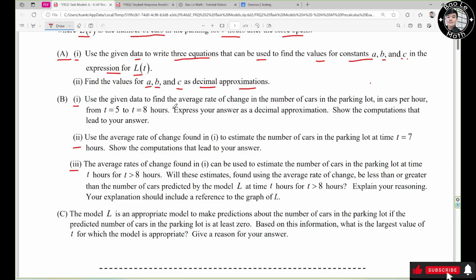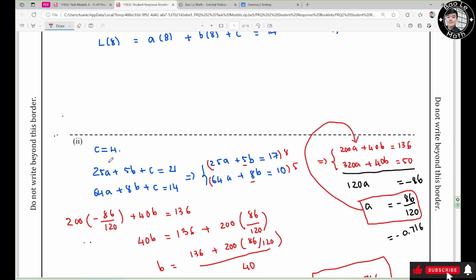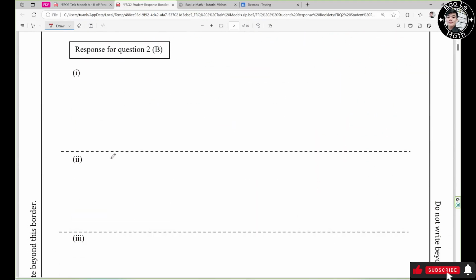Use the given data to find the average rate of change in the number of cars in the parking lot, in cars per hour, from t equals 5 to t equals 8. Express your answer as a decimal approximation. Show the computation that leads to your answer. So keep that in mind, you need to show your work. So we're going to move on to B I right here.